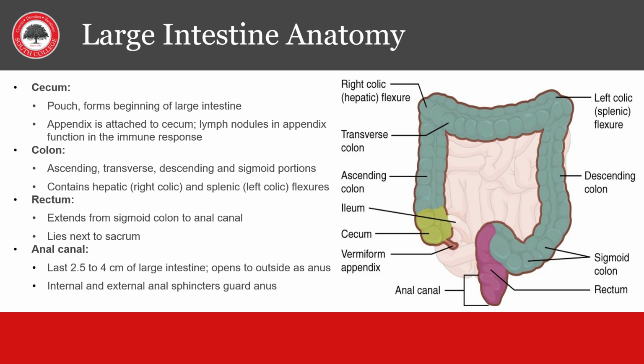The colon consists of the ascending, transverse, and descending segments, with the very end having the sigmoid colon, rectum, and finally the anus. There are two sphincters that guard the anus to the outside of the body, the internal and external sphincters.